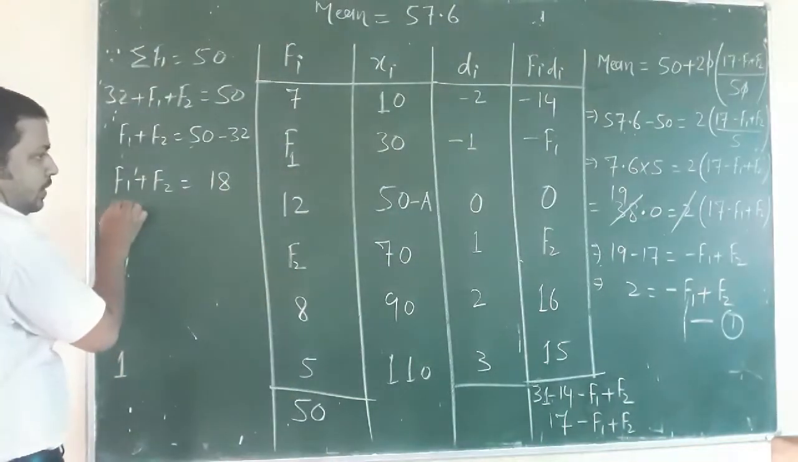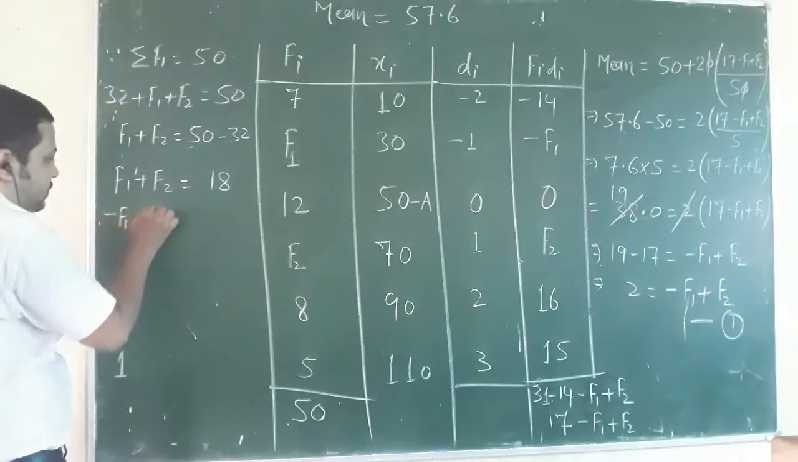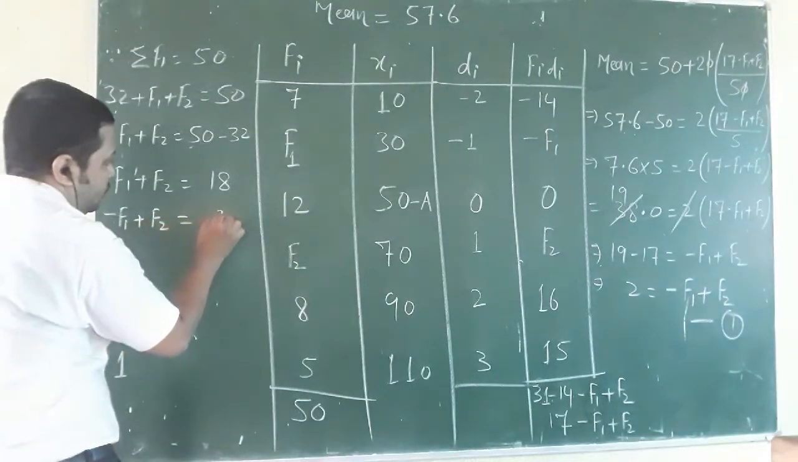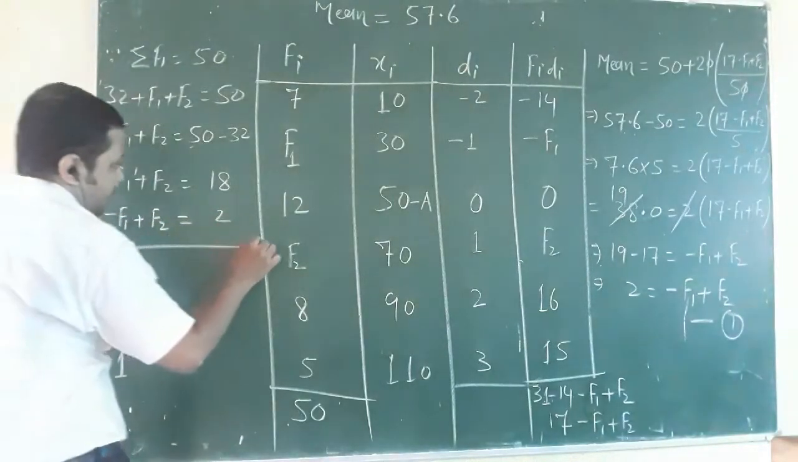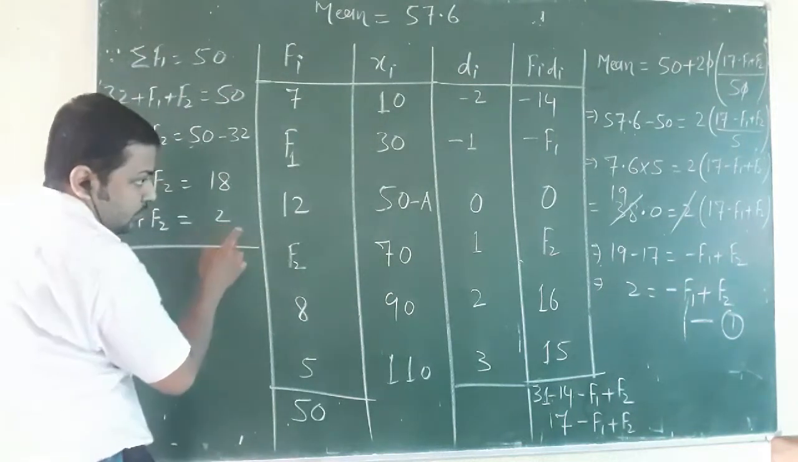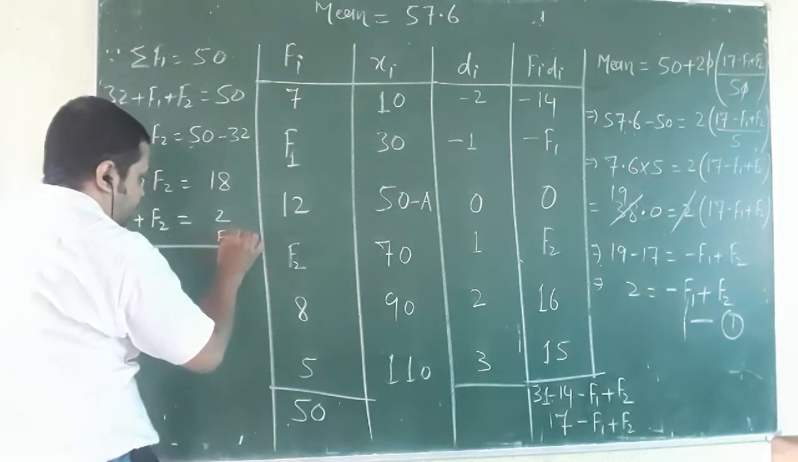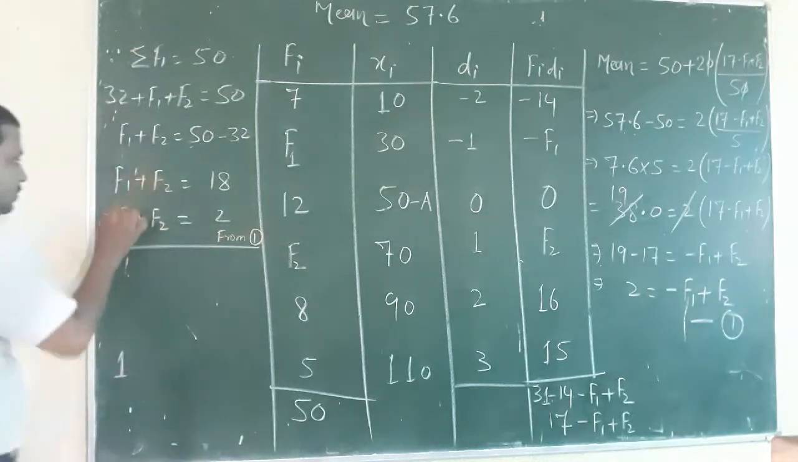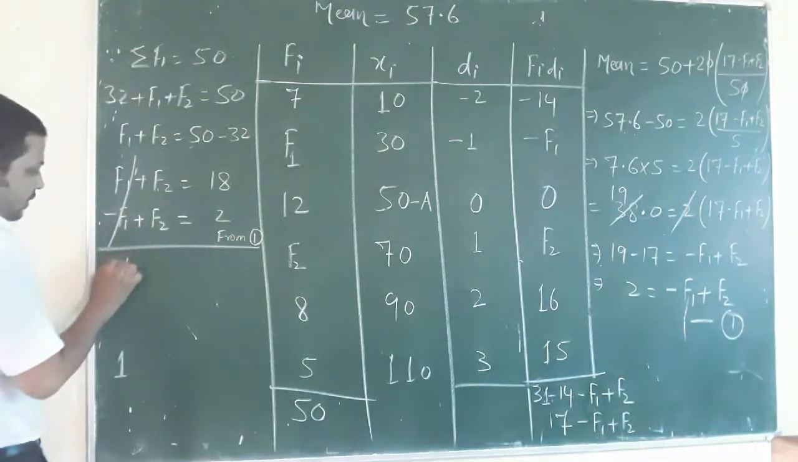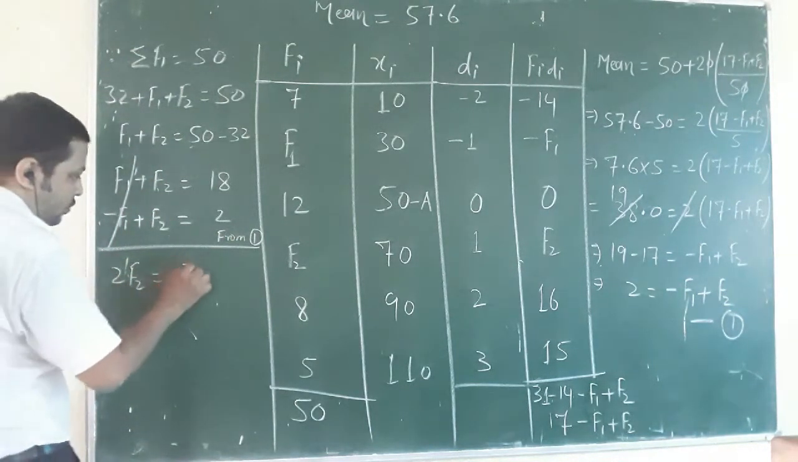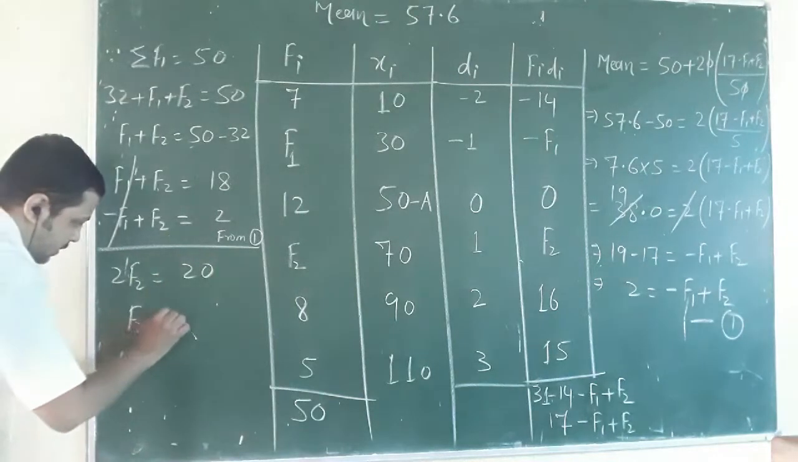Now, this is equation 2, and from equation 1 it will be minus F1 plus F2 is equal to 2. This is from equation 1. Now add these, and F1 will cancel. Now 2F2 is equal to 20, so F2 will be 10.